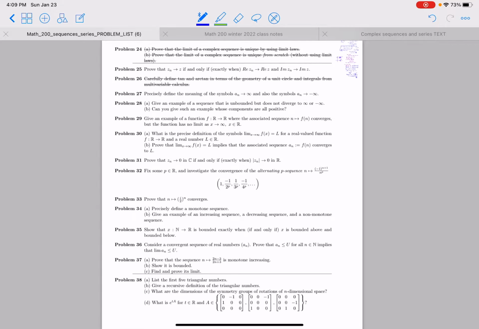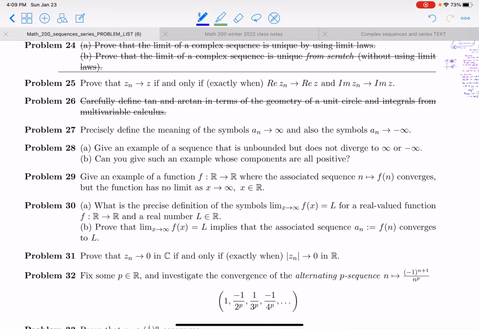Okay, hi everybody. So, problem 26 I deleted because it's just reflecting my own struggles when I was a student. I didn't really understand what tangent was. I did not understand what arctangent was. And I guess it's just not part of this course. So if you're like me and you don't understand those things, just know that I also didn't understand it. Anyway, okay, so problem 26 is not a problem.